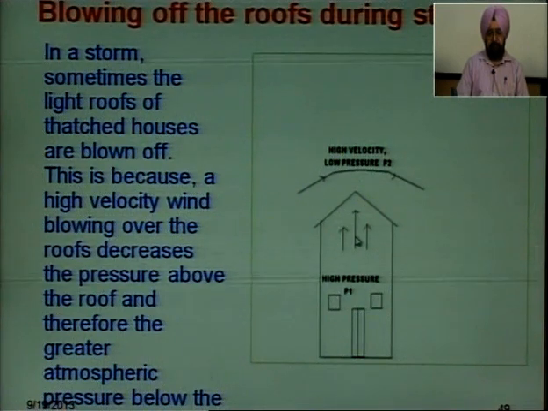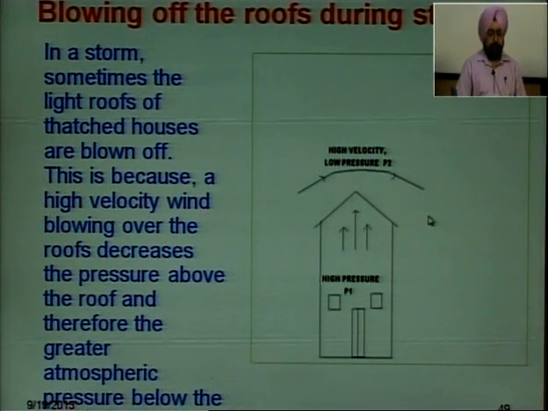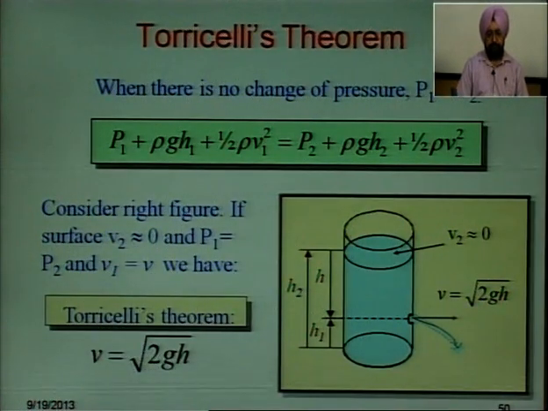The pressure inside the roof is more than outside, and because of this difference of pressure between inside and outside the house, the roof lifts; the pressure difference lifts the roof upwards. This is again Torricelli's theorem here.